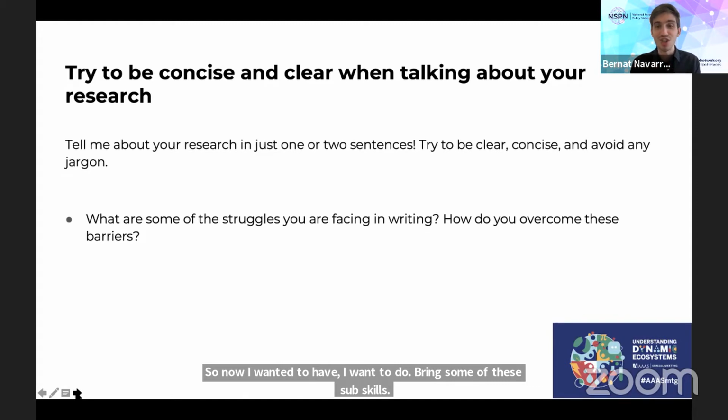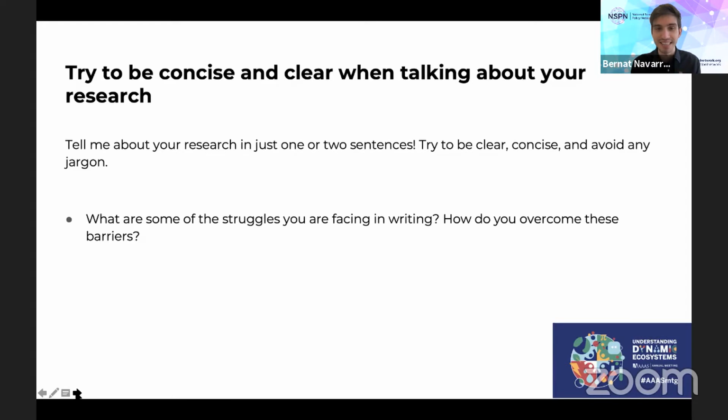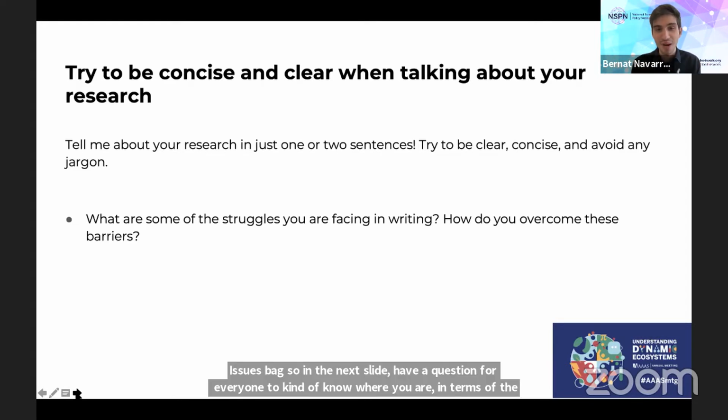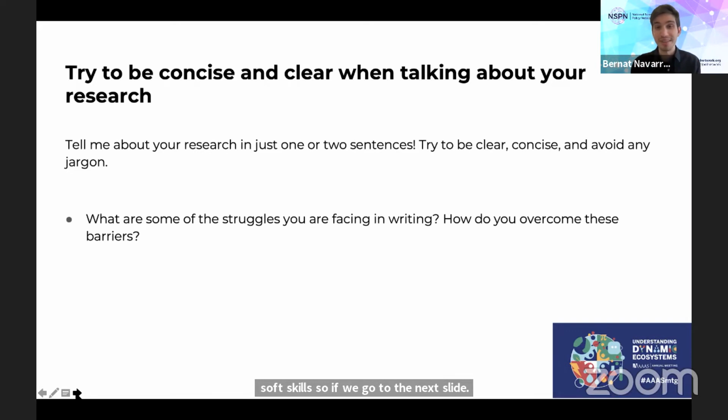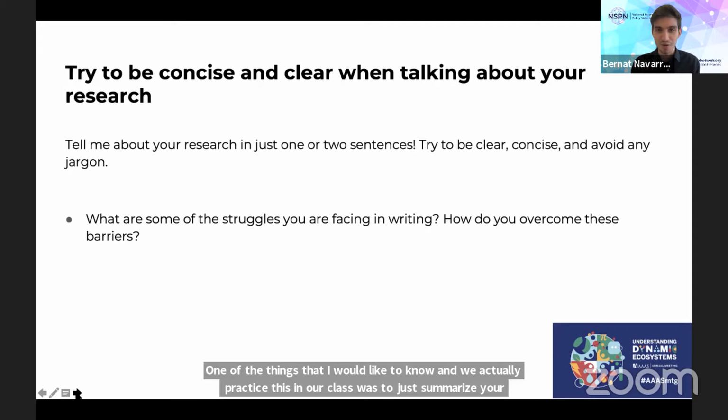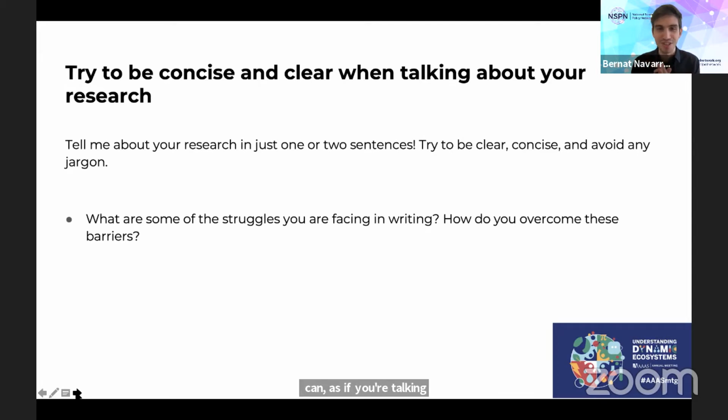Try to avoid any jargon, try to be as clear and as concise as you can, as if you're talking to either me, who may not know anything about your science, or someone that hasn't taken a science class for years. And try to think about some of the barriers that you're facing while writing this. What are you struggling with? What are some of the challenges when you're trying to summarize your research in a way that is understandable for everyone?